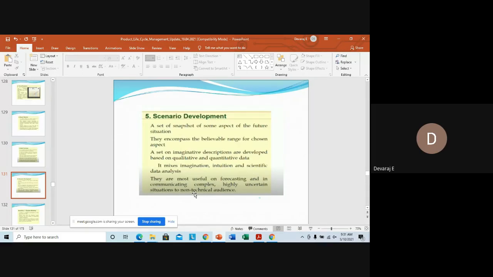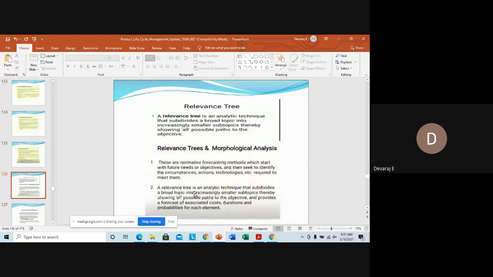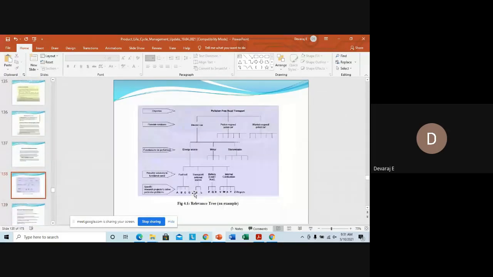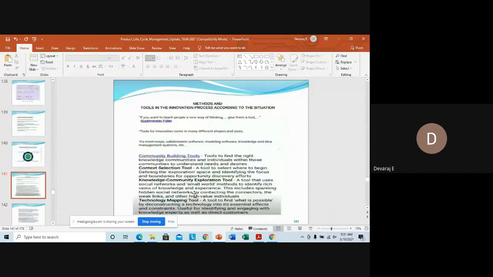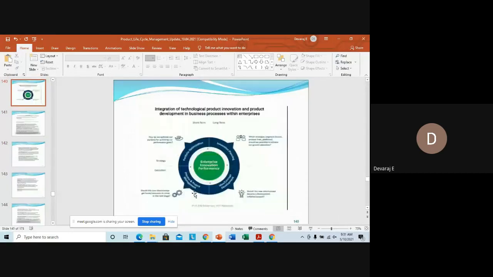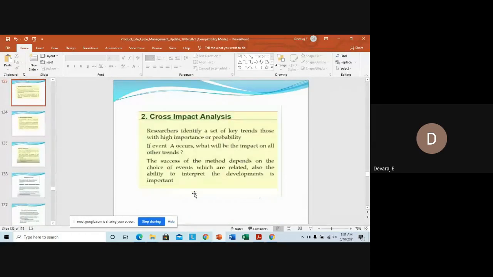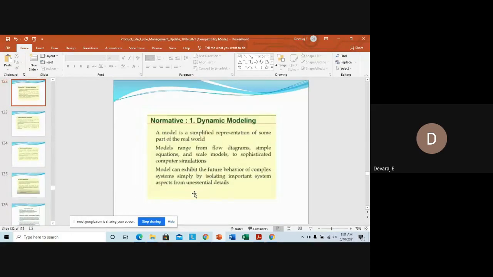Tomorrow we will start from normative. If I finish this normative, then we'll go for the relevance tree, and after this there are 2 to 3 methods, 2 to 3 processes. If you finish this, this completes the fourth module. Students, I will try to finish the 4th module tomorrow, and some 2 to 3 topics of the 5th module on Wednesday.